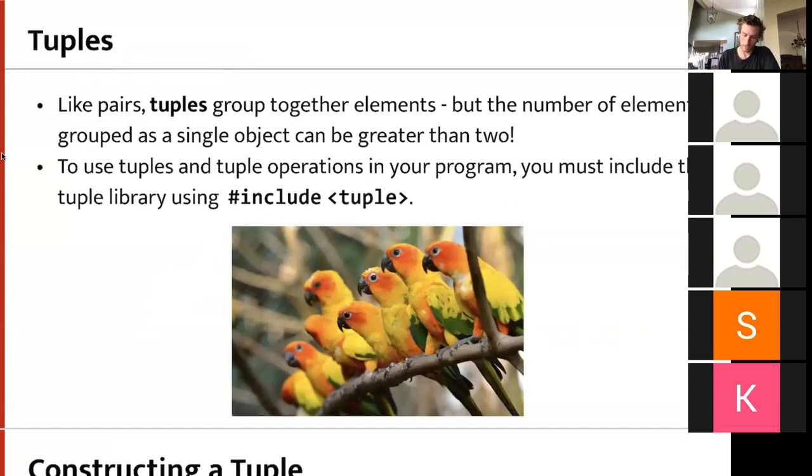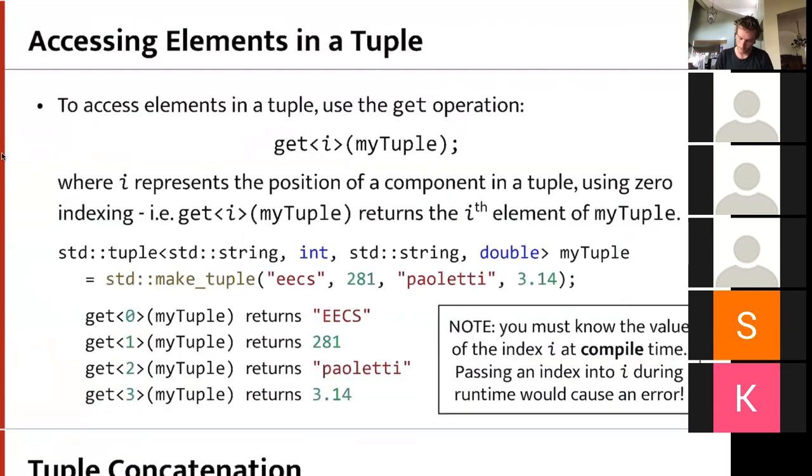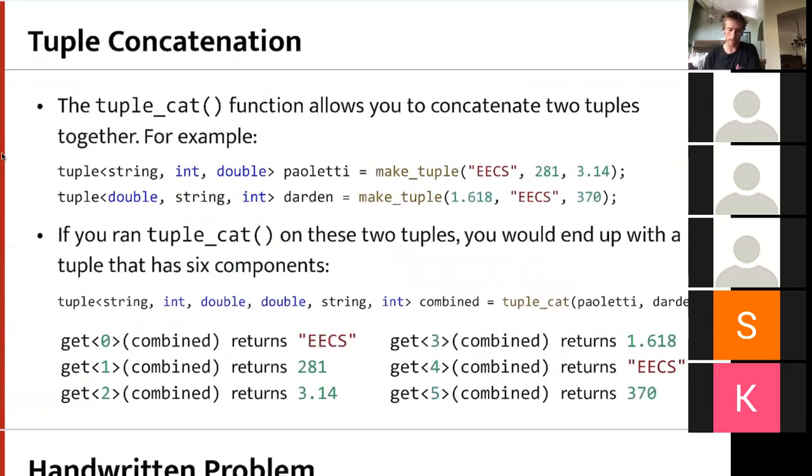Okay, tuples are pairs except arbitrary length. So here's a tuple of 4 objects. It's the same thing. It works all the same ways except it's arbitrary length. And then you have to use this kind of ugly get function to get things out of it, unfortunately, because there's no limit on the number of things that can be in there. You can concatenate them using tuple_cat. It's kind of a cute name, I feel.